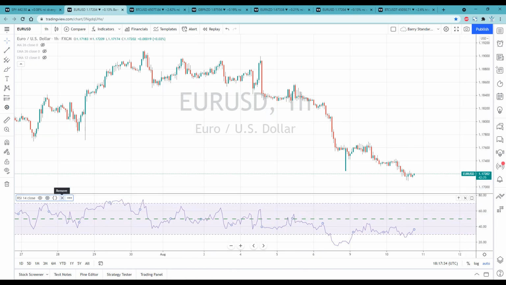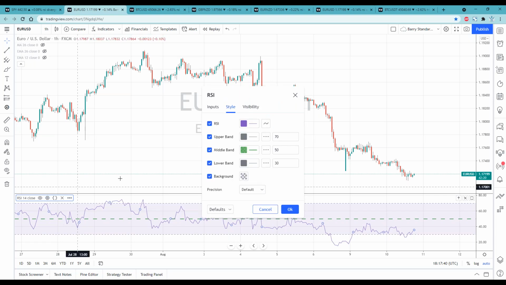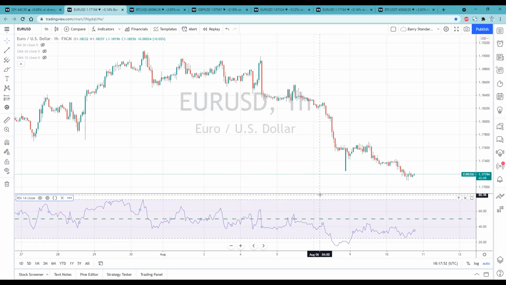Now, we also have these barriers that I told you were at 70 and 30. The standard setting from Wells Wilder is 70 and 30. A lot of people use 75 and 25, which is another standard choice. But this isn't changing any calculation. It's simply changing the barrier, the no man zone, this purple area. And this purple area, you can change whatever color you want also.